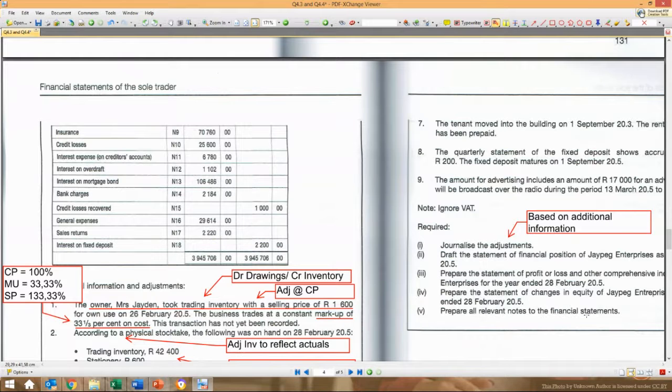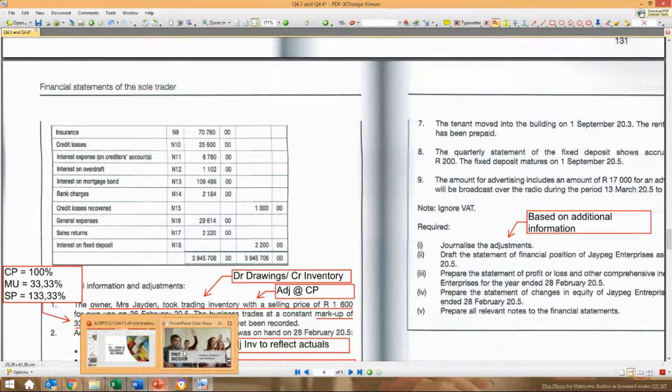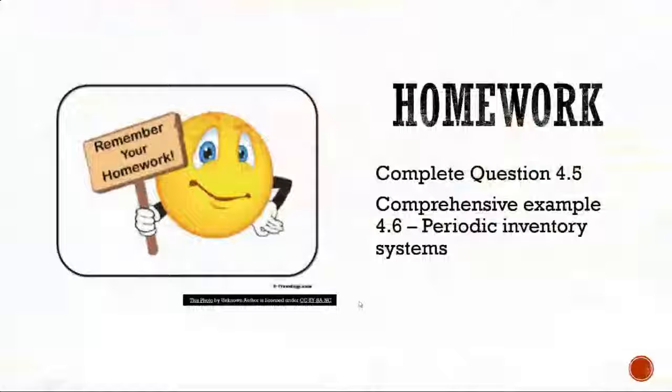I will just focus on the adjustment entries in class because that is where a lot of students struggle. What I want you to do is do the statements at home. We have covered how to do the statements in the first section, so you can do the other one on your own. If there are any questions, we can discuss them in class on Monday. I also want you to do question 4.5, which is very similar to what we've done. And if you still have time, work through the comprehensive example for the periodic inventory system. That will show you how it is different from the perpetual system that we were focusing on today.